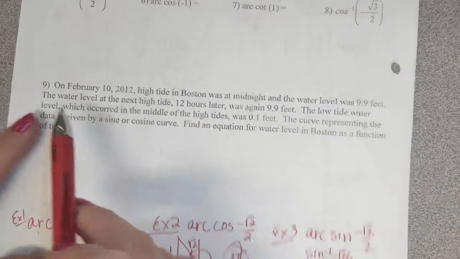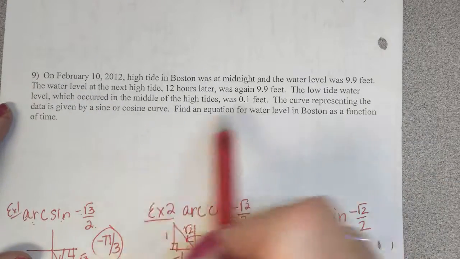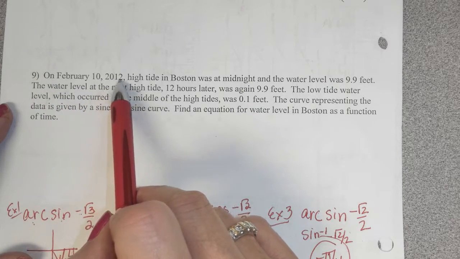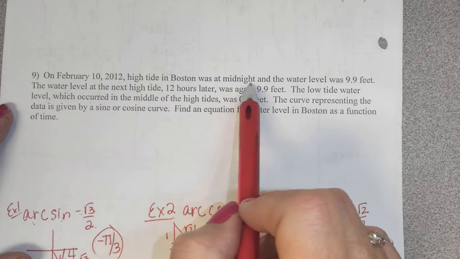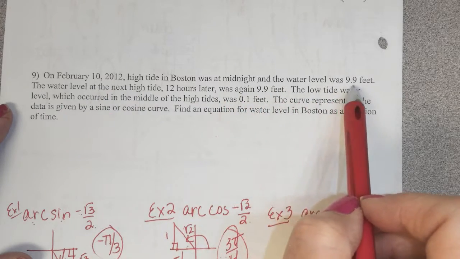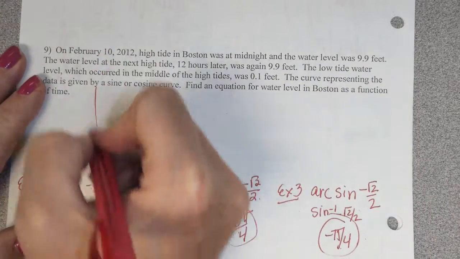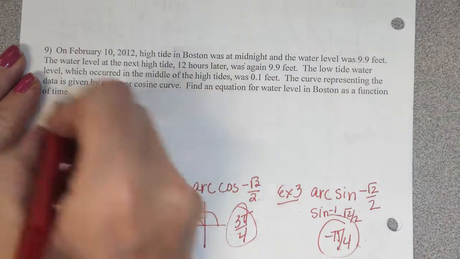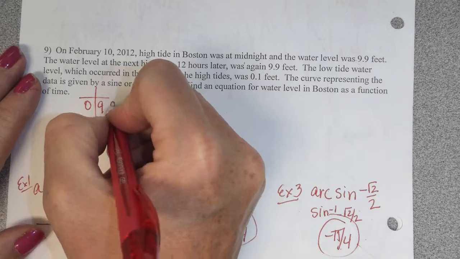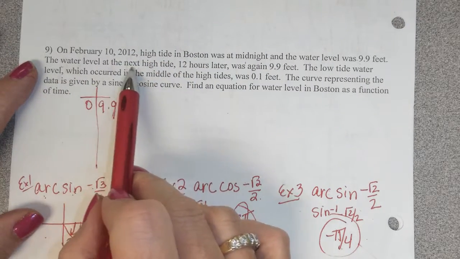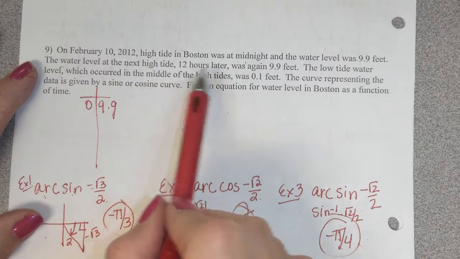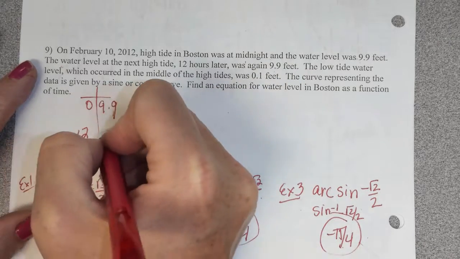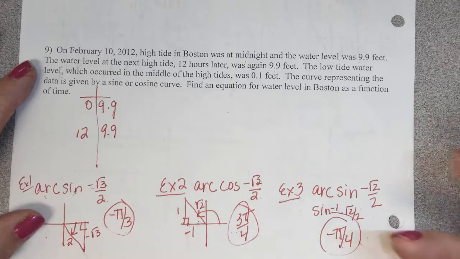Good. Okay, last thing here. I'm not going to do this whole thing with you, but I'm going to help you set it up. On February 10th of 2012, high tide in Boston was at midnight, and the water level was 9.9 feet. I'm going to make a chart here. So midnight is going to be time 0. The water level was 9.9. The water level at next high tide, 12 hours later, was again 9.9 feet.